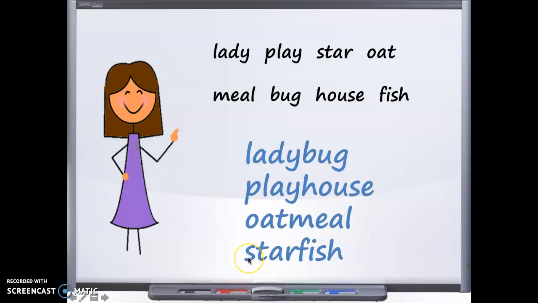And last but not least, we had the word starfish. Now, I put bugfish together to get you guys thinking. A starfish is an actual fish that you would see in the ocean that looks like a star, made up of the words star and fish.